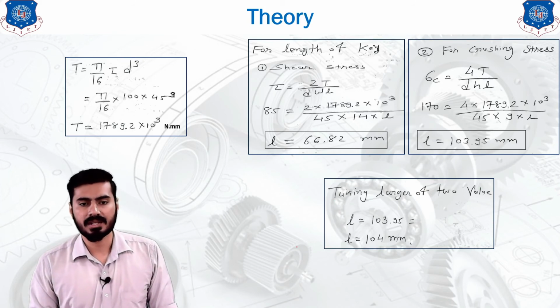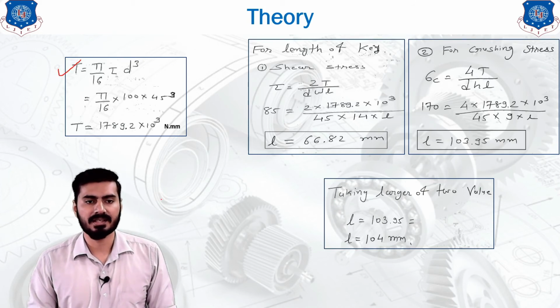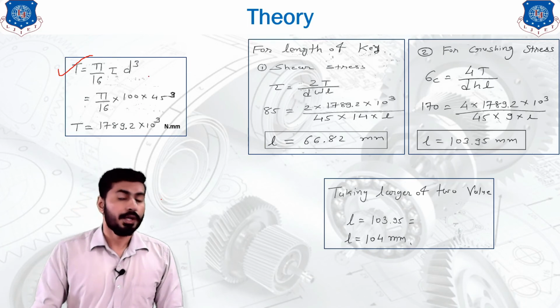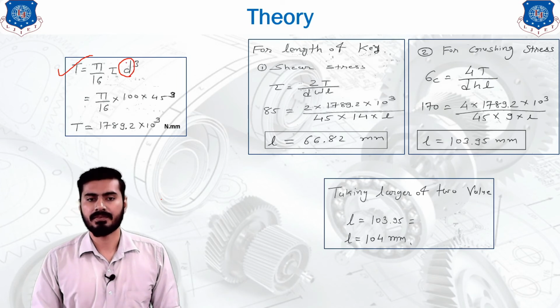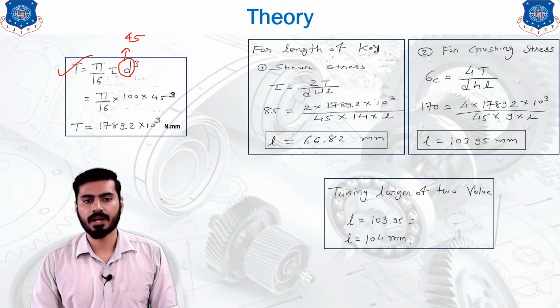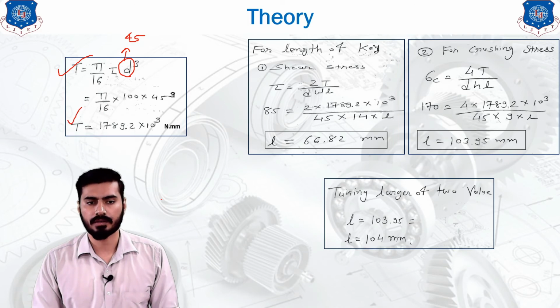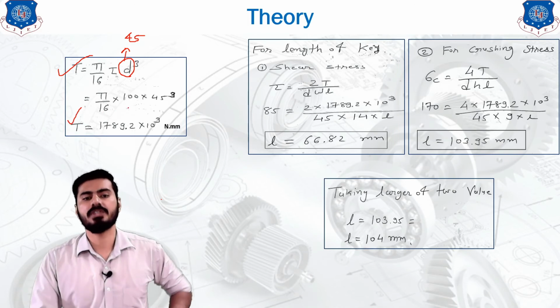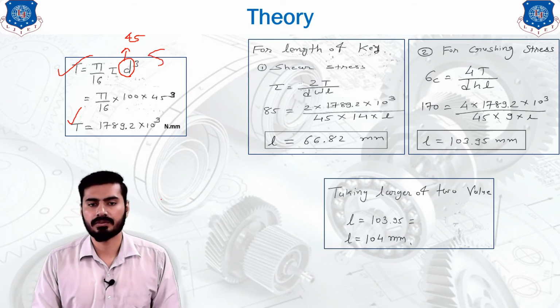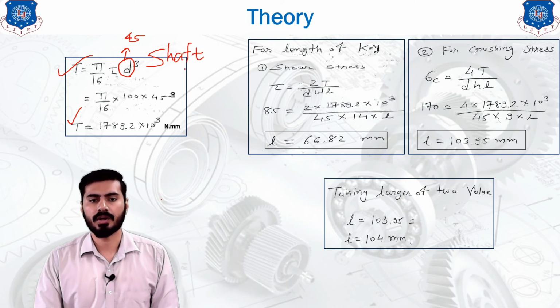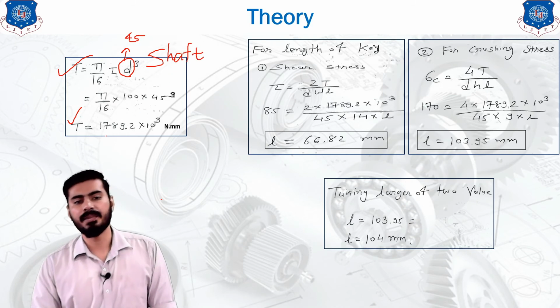Those equations are boxed in this particular example, and the first one is T equals pi by 16 tau d cube. Using this equation, we are going to calculate the torque, since the diameter of the shaft is already provided, which is given as 45. So this shaft diameter is already known, and we have the value of the shear stress. This is the equation of the shaft, and that's why the shear stress for the shaft will be utilized only.